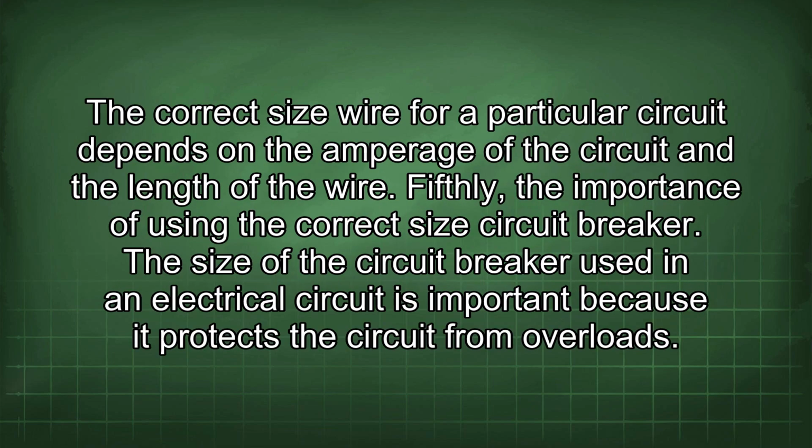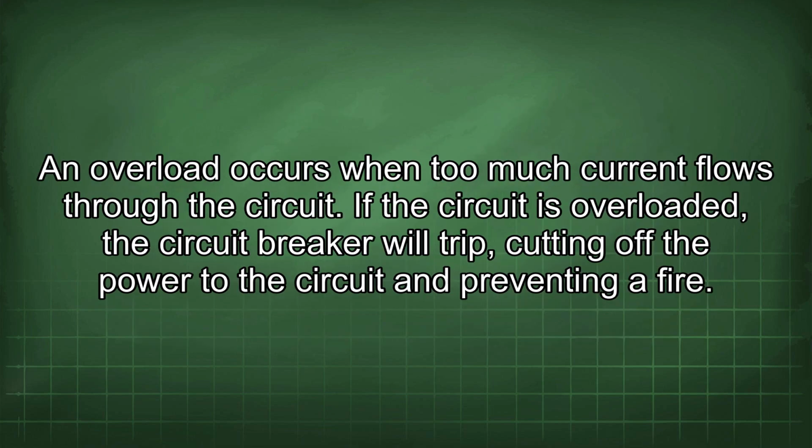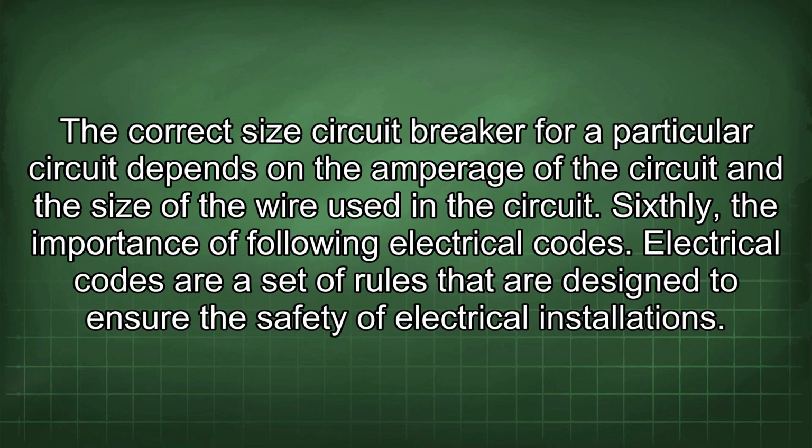The correct size wire for a particular circuit depends on the amperage of the circuit and the length of the wire. Fifthly, the importance of using the correct size circuit breaker. The size of the circuit breaker used in an electrical circuit is important because it protects the circuit from overloads. An overload occurs when too much current flows through the circuit. If the circuit is overloaded, the circuit breaker will trip, cutting off the power to the circuit and preventing a fire. The correct size circuit breaker for a particular circuit depends on the amperage of the circuit and the size of the wire used in the circuit.